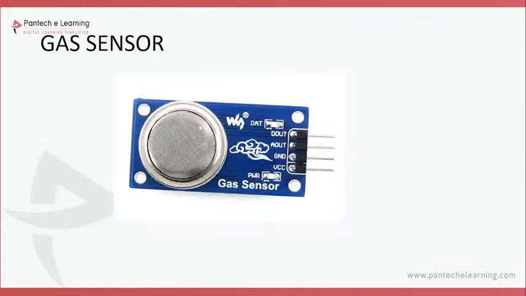So this is a gas sensor. A gas sensor is used to detect poisonous gases in industries. This is a real-time application in industries. Aquaculture also uses gas sensors to know if any poisonous gases are released. It will detect different types of gases, like methane and butane.